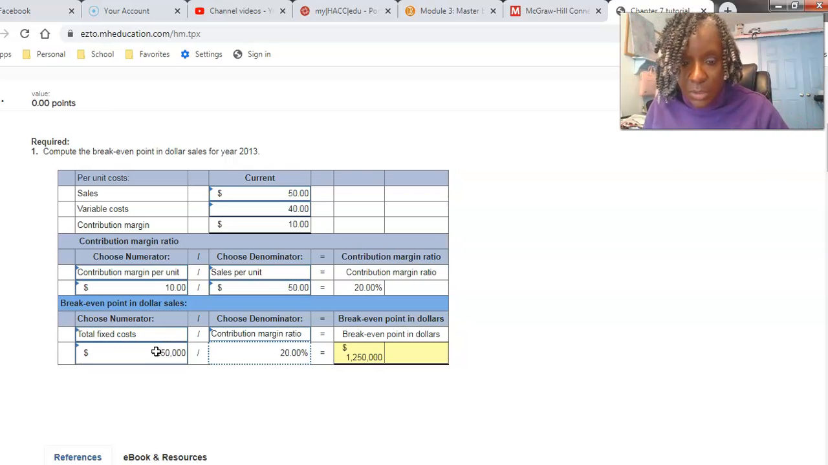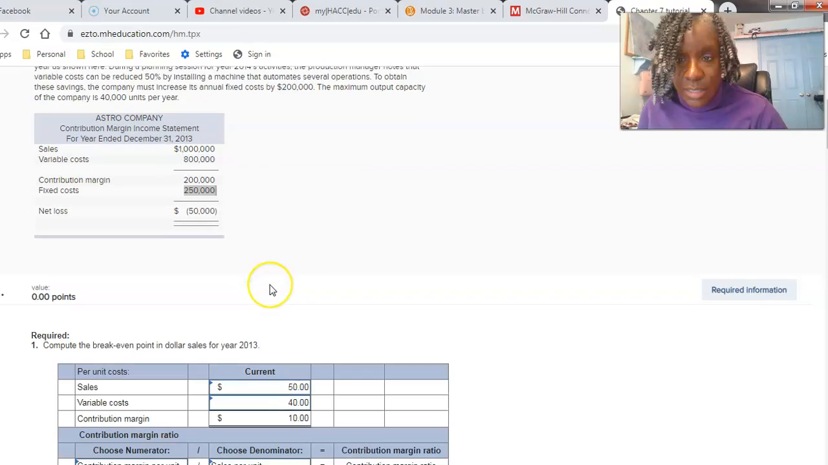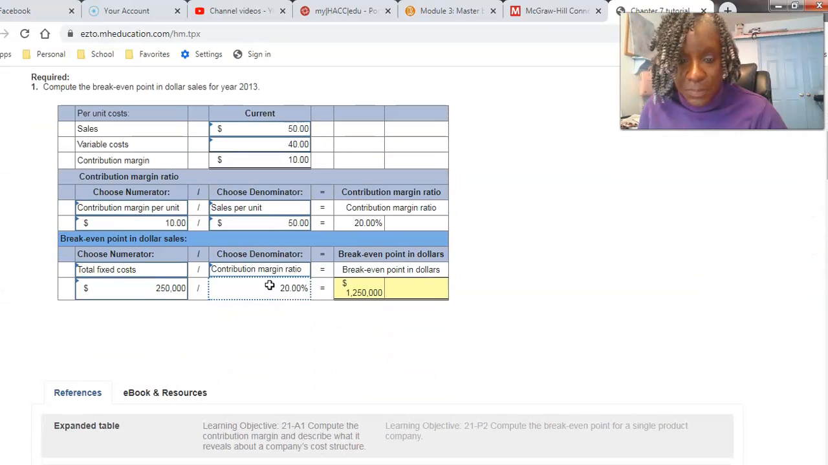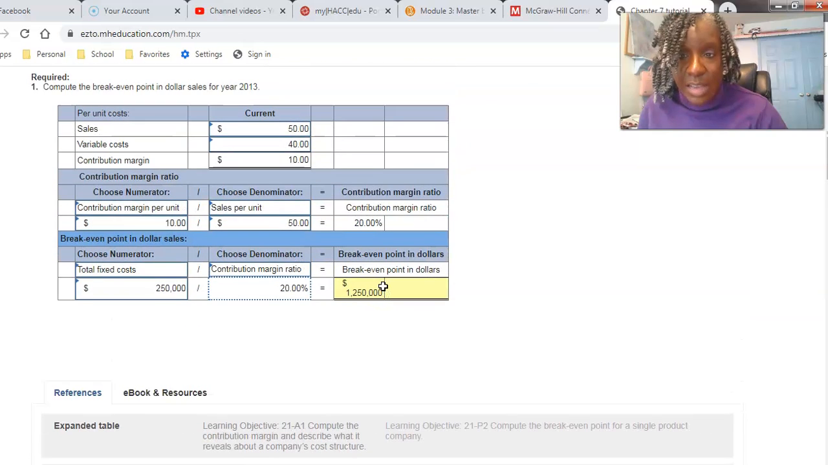So now we know in order to break even, meaning no profit, no loss, we have to earn $1,250,000. Now that's not too bad if you have a plan in place. What they want to do is install a machine that automates the operation. It will make it much more profitable for them. But this information is quite useful because now they have something to shoot towards.